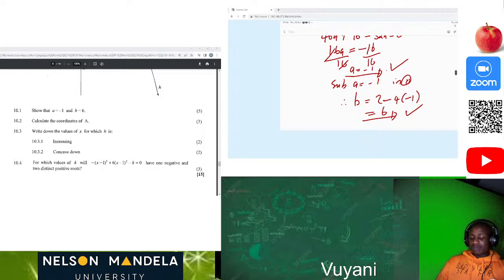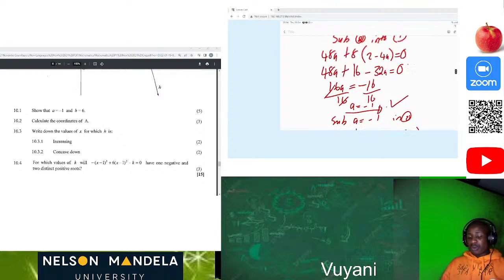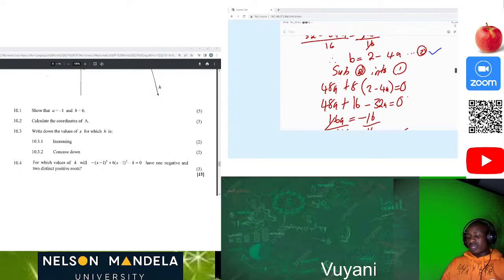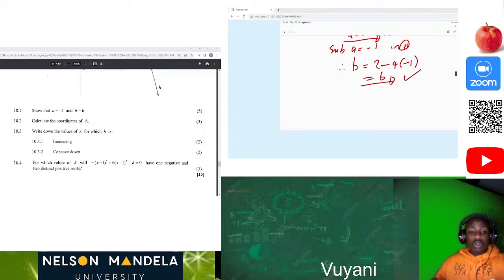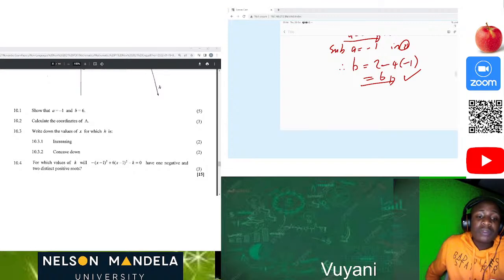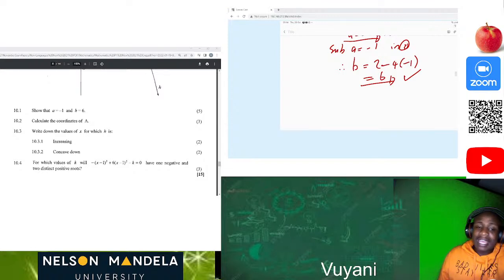Then after that, we substitute the value of a into our equation 2, because we had already set equation 2 there. Then we get our value of b to be positive 6. So now we are able to show that a is equal to negative 1 and b is equal to positive 6.